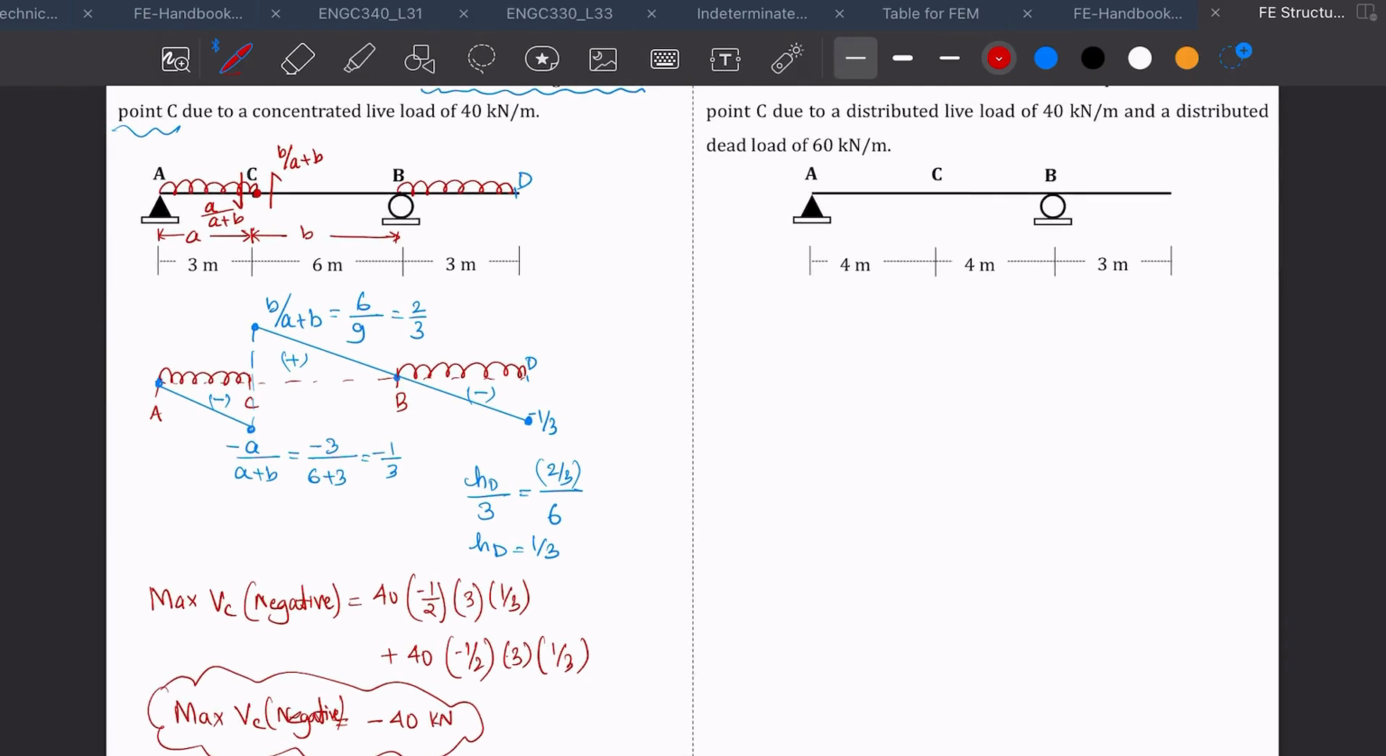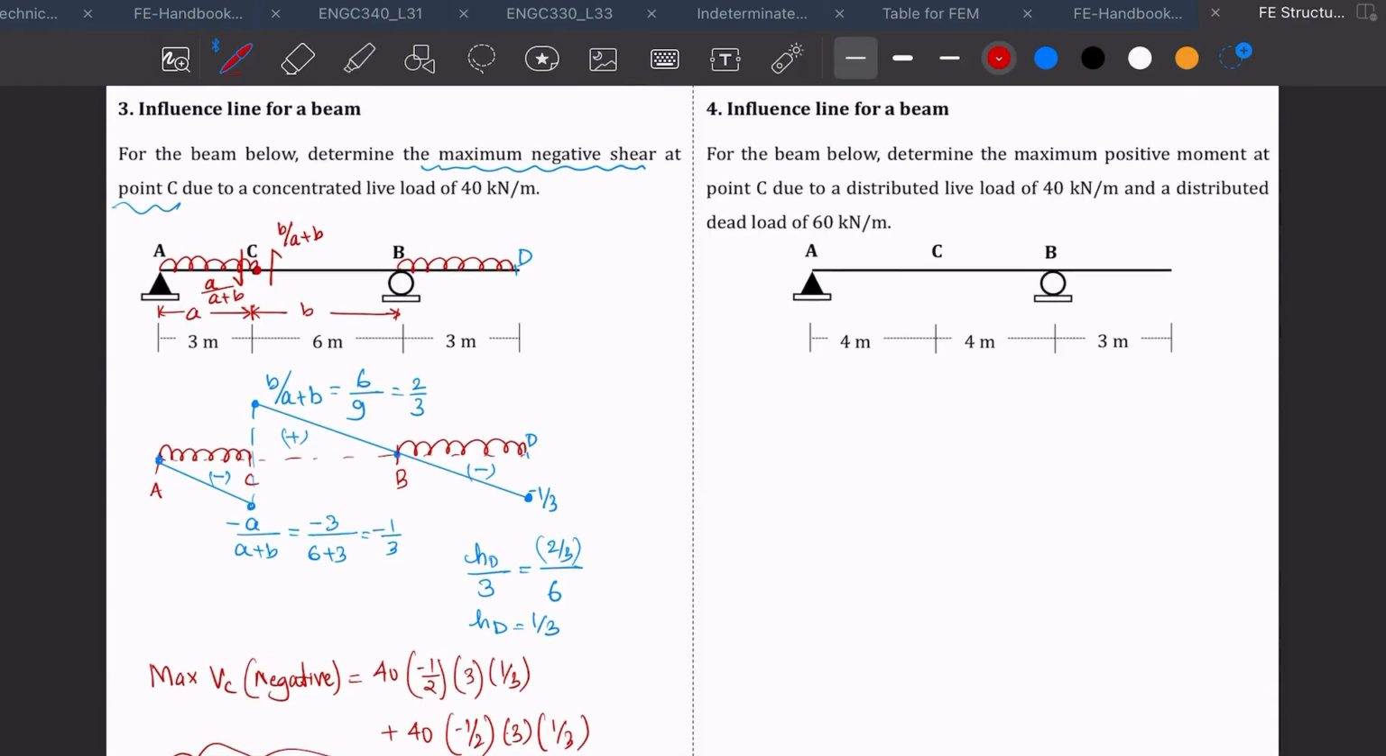Okay, you can do the equilibrium equation and find the shear force at C for negative value, and you'll find that it's going to be minus 40. Okay, so that is how we use the concept of influence line to find the reaction, to find the shear force, and now we're going to do it for a moment.